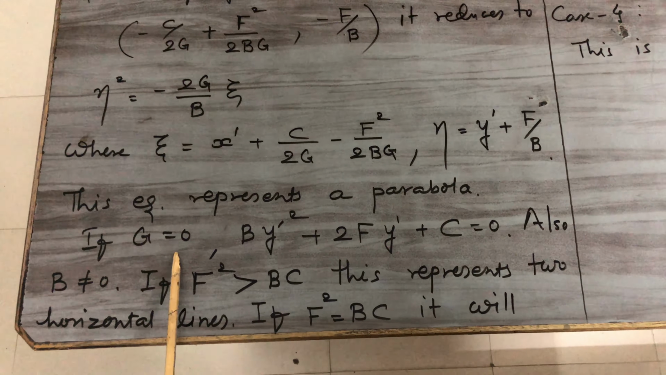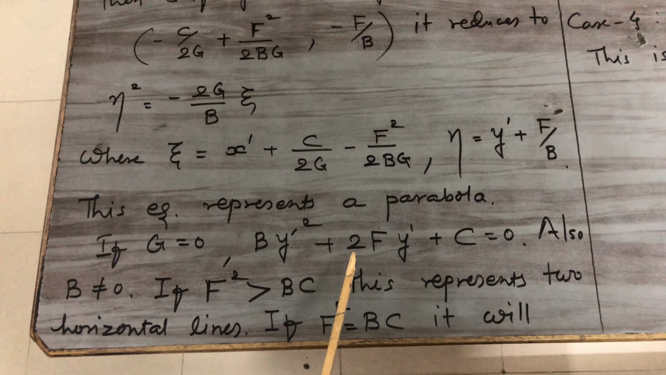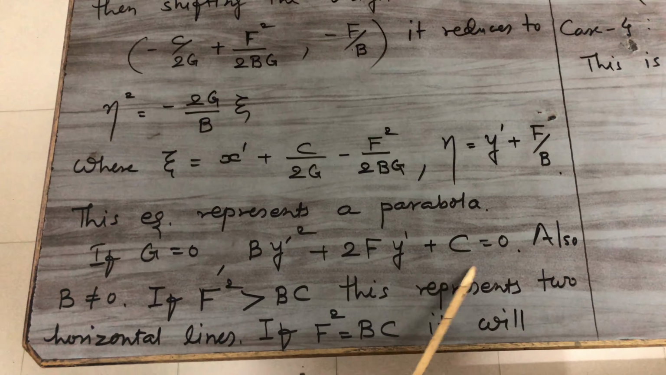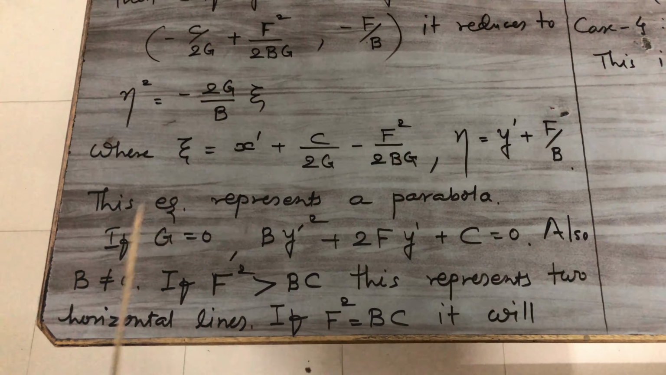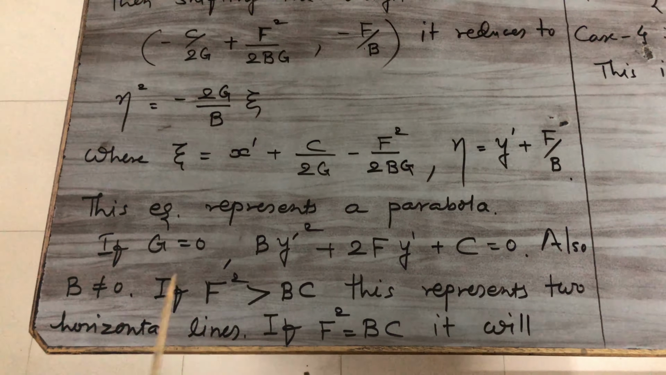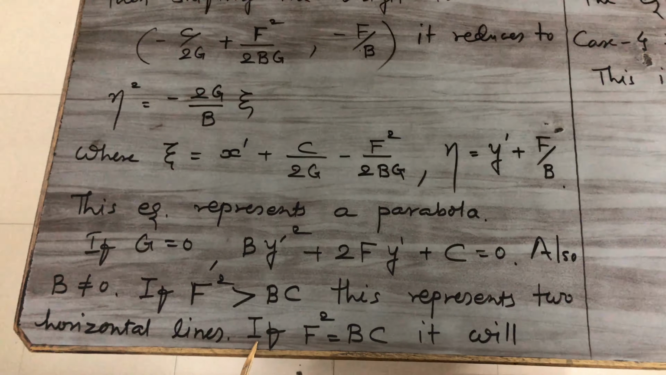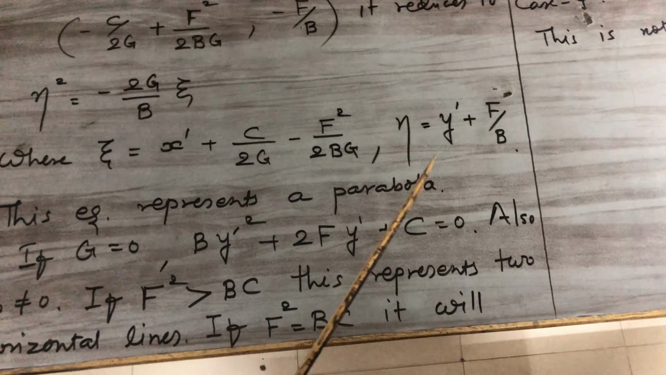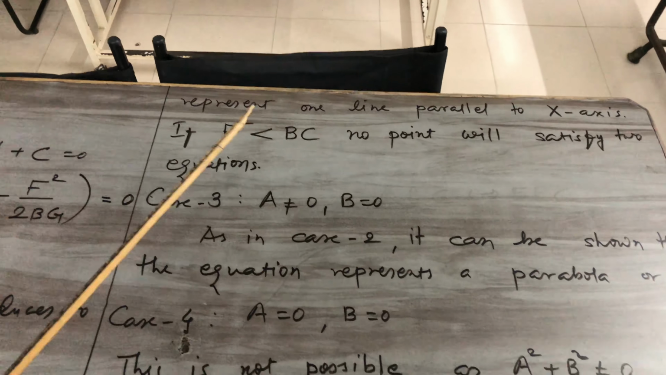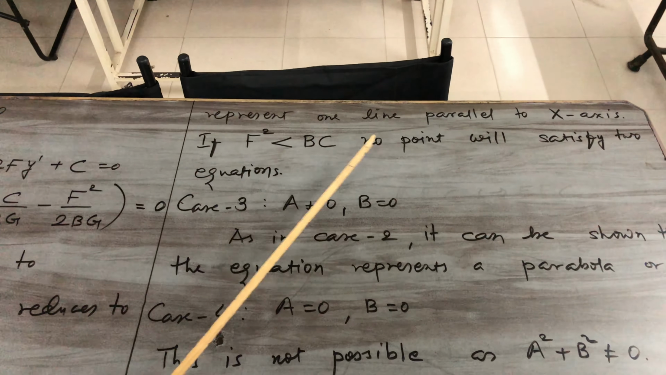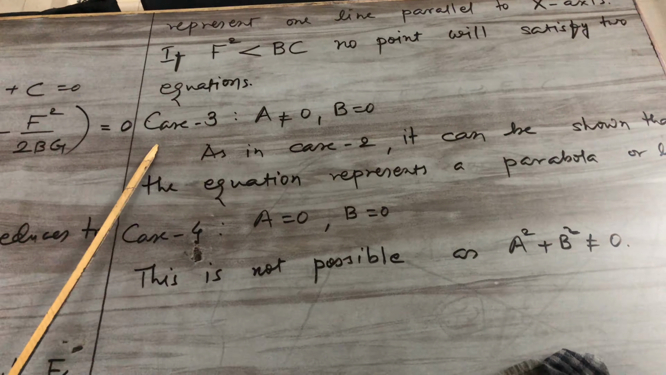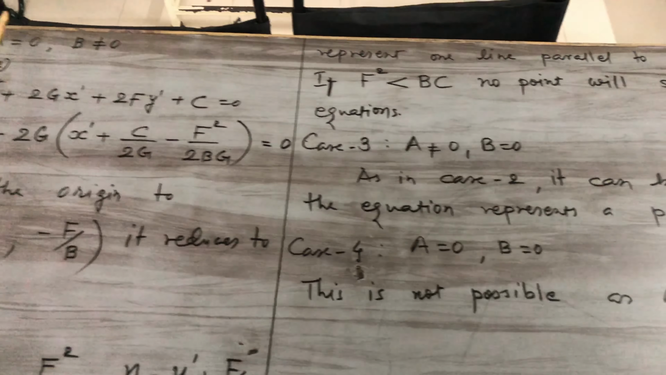If g = 0, by'² + 2fy' + c = 0, also b ≠ 0. If f² is greater than bc, these represent two horizontal lines, and if f² is equal to bc, it will represent one line parallel to the x axis. If f² is less than bc, no point will satisfy the equation. And case 3 is the same case, vice versa.